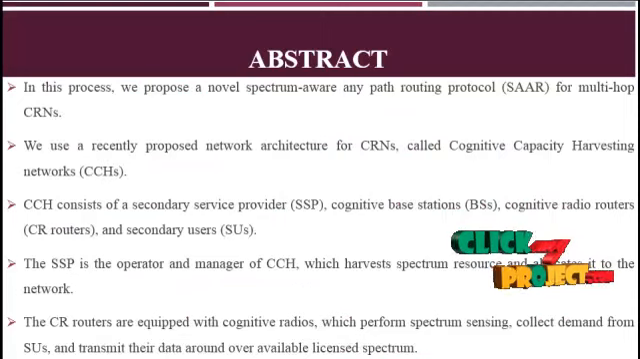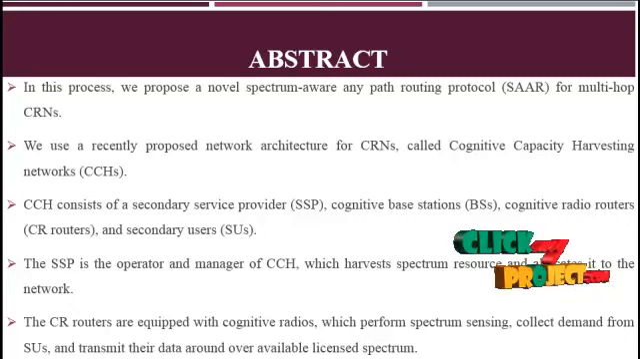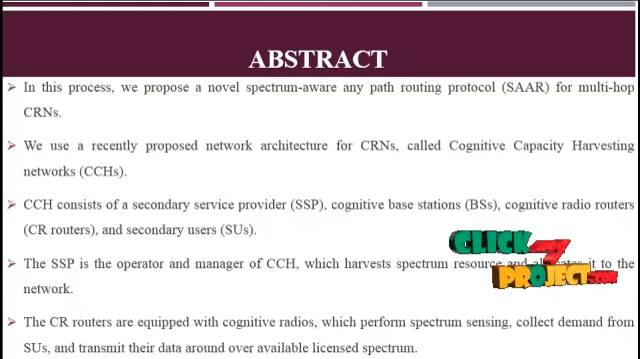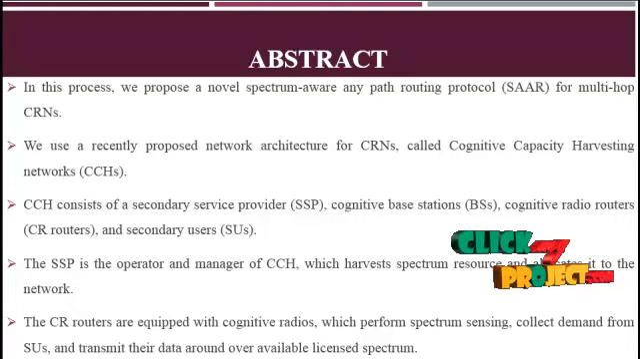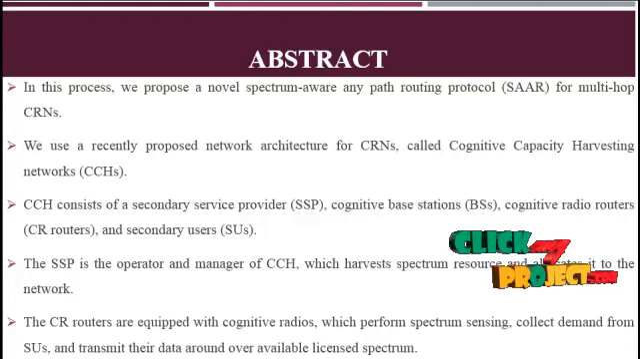Abstract. In this process, we propose a novel spectrum-aware anypath routing protocol for multi-hop CRNs. We use a recently proposed network architecture for cognitive radio networks called Cognitive Capacity Harvesting Networks. Cognitive capacity harvesting consists of a secondary service provider, cognitive base stations, cognitive radio routers, and secondary users.